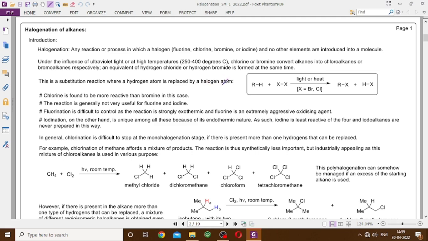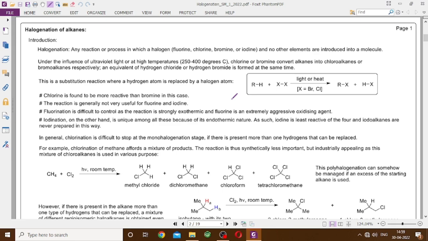There are quite a few observations here. Chlorine is found to be more reactive than bromine in this case. It is not generally very useful for fluorine or iodine. Fluorination is rather difficult to control. Fluorine itself is a very aggressive reagent, very difficult to handle, extremely exothermic reaction, therefore almost explosive in nature. So people generally tend to avoid that.